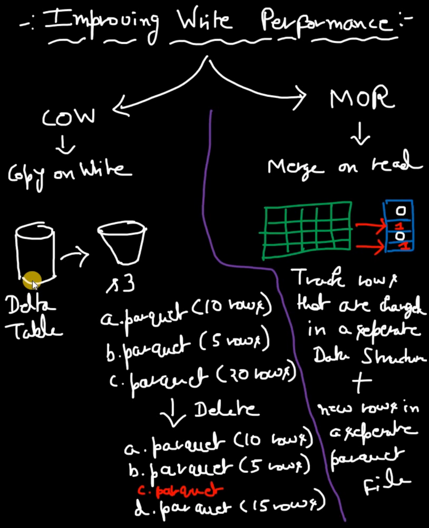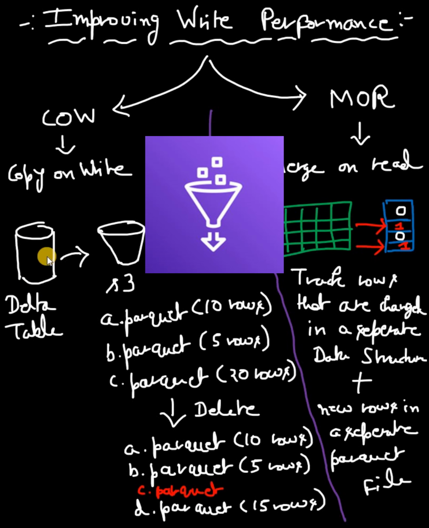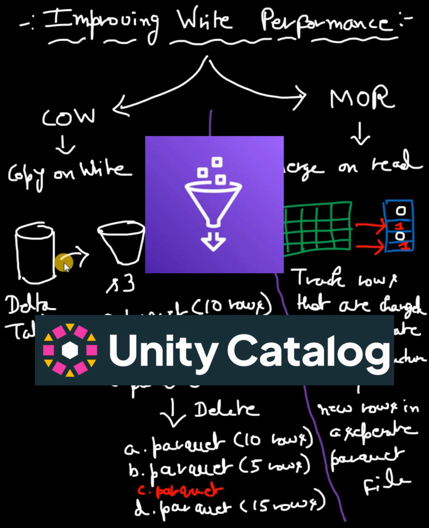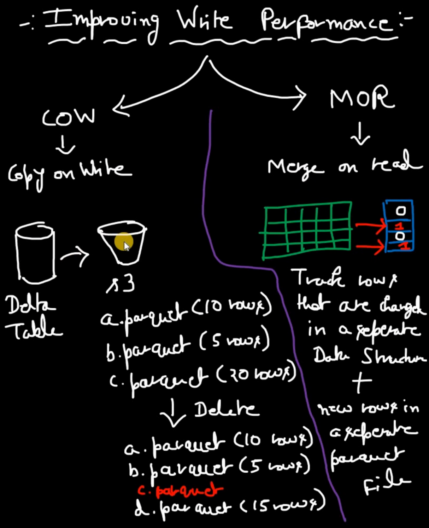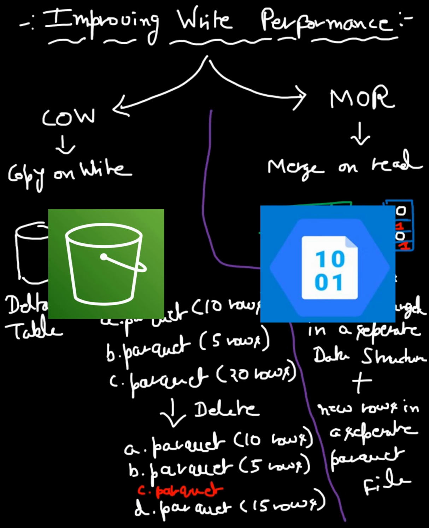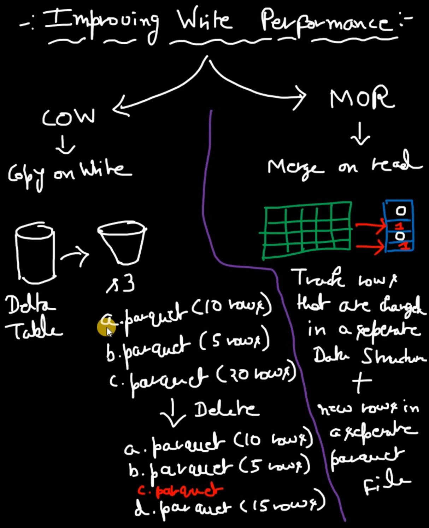Suppose here we have a Delta table that can be created in AWS Glue Data Catalog, or in the Databricks platform in Unity Catalog, and that Delta table data is actually stored in some cloud storage, for example AWS S3 or Azure Blob Storage. Currently it has 3 Parquet files, a.parquet having 10 rows, b.parquet having 5 rows and c.parquet having 20 rows. Apart from the actual Parquet data, it has transaction logs also stored in the S3 location.